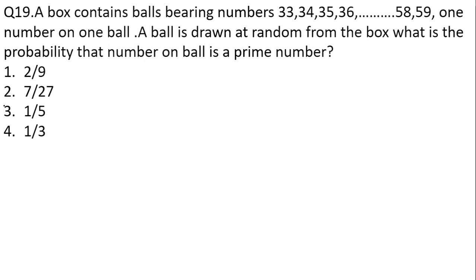Now, a box contains balls bearing numbers from 33 to 59, one number on one ball. A ball is removed at random from the box. What is the probability that the number on the ball is a prime number? Such types of questions have already been solved. First we have to understand the prime numbers between 33 and 59. What are the prime numbers between 33 and 59 over here? The first one is 37, the second is 41, the next ones are 43, 47, 53 and 59.